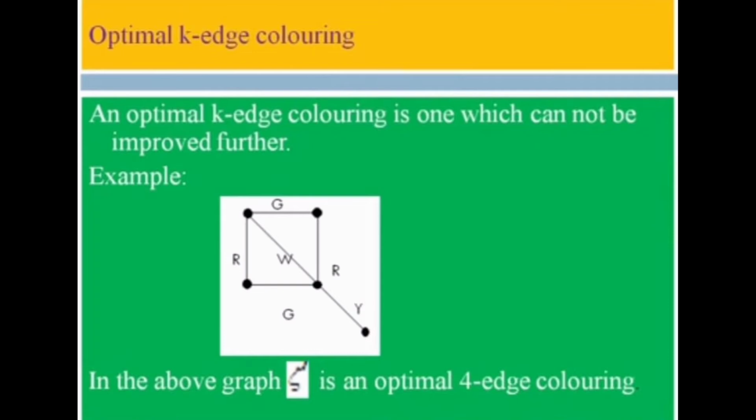Optimal K-edge coloring. An optimal K-edge coloring is one which cannot be improved further. That is, a proper coloring cannot be improved further. This is an example of an optimal K-edge coloring. We need 4 colors for this graph, and it is also a proper coloring and an optimal K-edge coloring. In this graph, script C dash is an optimal 4-edge coloring.